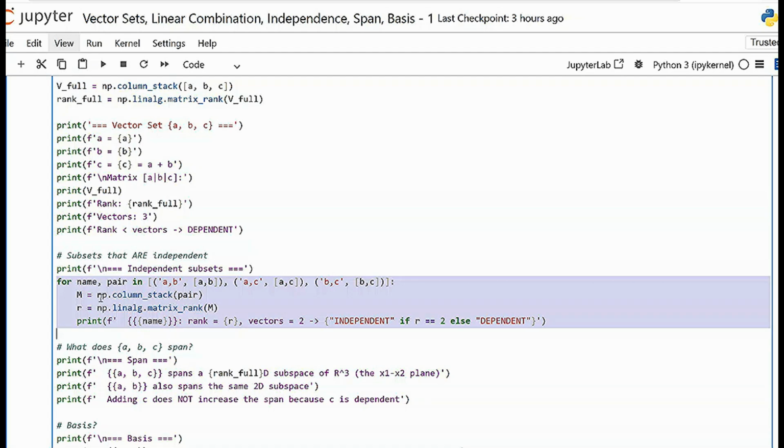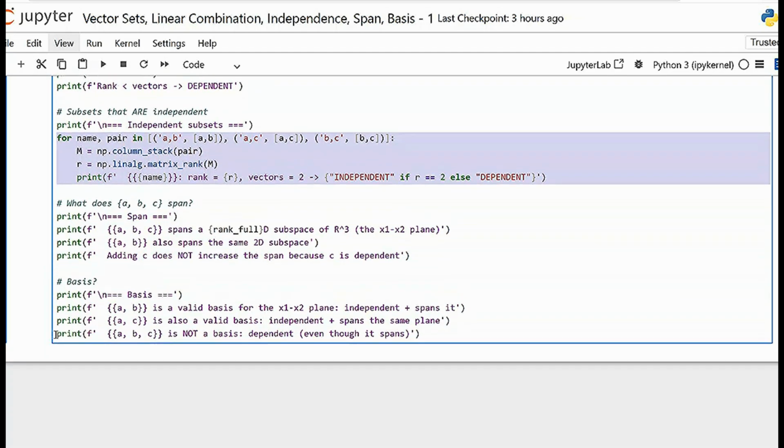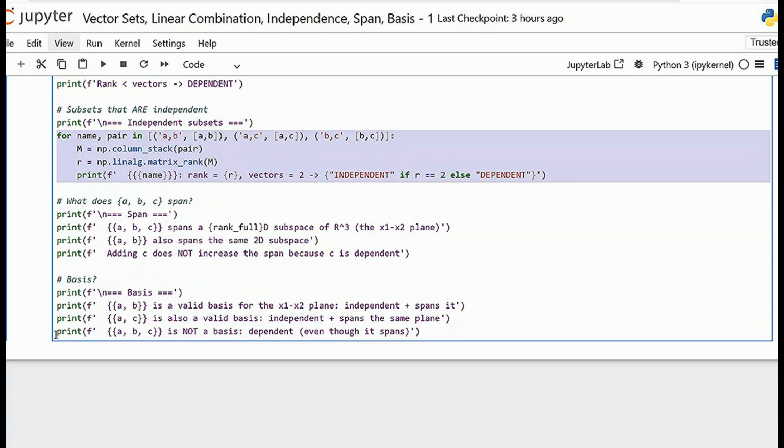So here we have two things, one is M and the next one is R. M is the column stack of the pair, and we calculate the rank with the variable R. So for each pair, we build a matrix and compute the rank simultaneously within this loop. Once done, we are going to print the rank and whether the subspace is dependent or not.